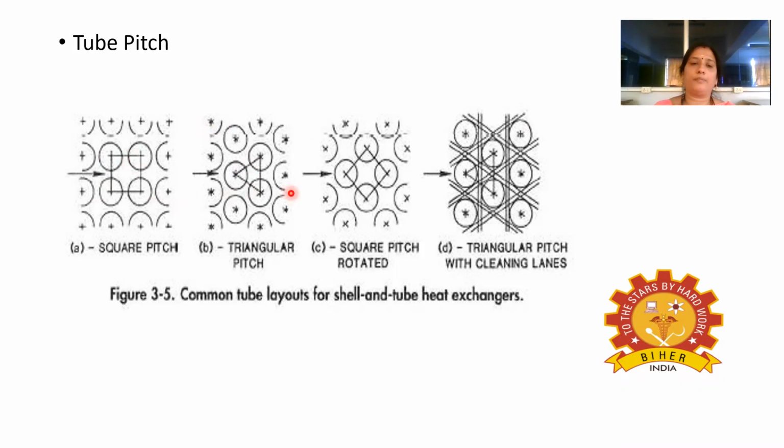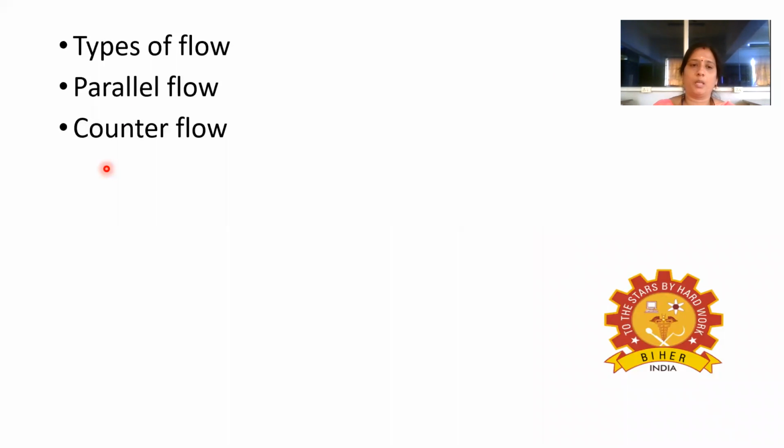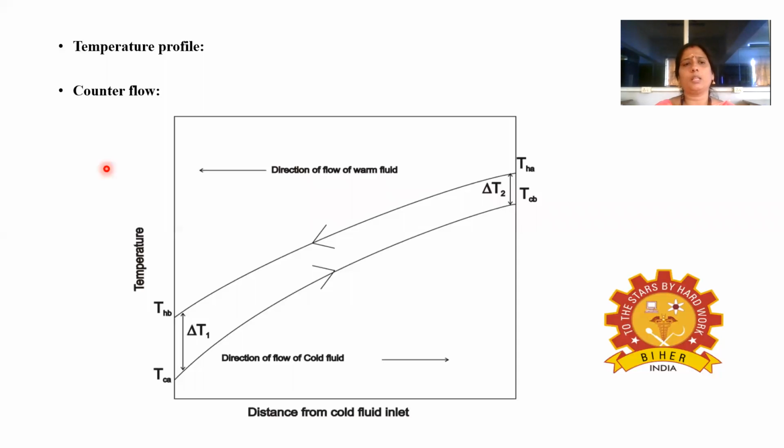At the same time, the advantage of the triangular pitch is we can insert more number of tubes. That is not possible in the square pitch because we cannot insert more tubes in the square pitch. That is the disadvantage of the square pitch. And let us see the temperature profile for parallel flow as well as for counter flow. So this is the temperature profile, if you draw the graph between the temperature and the distance from the cold fluid inlet.